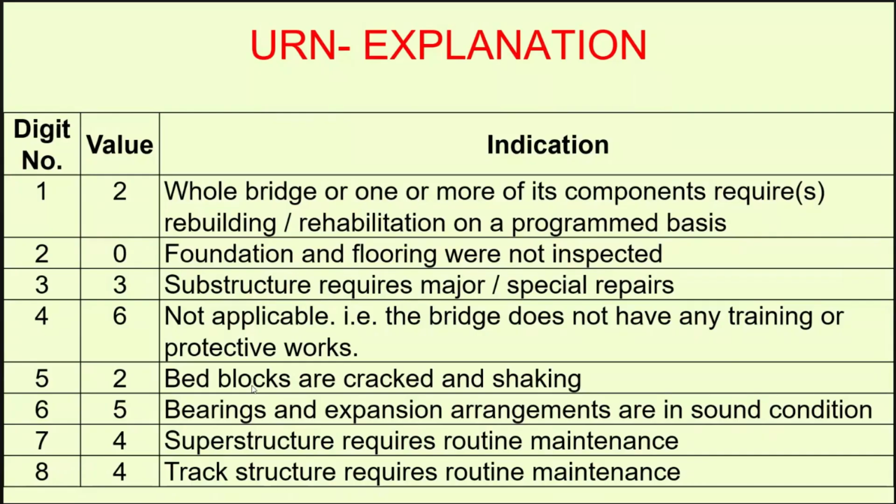Then digit number 6 is 5, that means bearing and expansion arrangement are good and sound. Then digit number 7 will say superstructure requires routine maintenance, so condition rating number 4. And serially, digit number 8 tells about the track structure requiring routine maintenance. So like that, right from the foundation arrangement, we have come up to the track. All the 7 components will be assessed, condition rating number is given, then finally the overall rating number is to be decided.